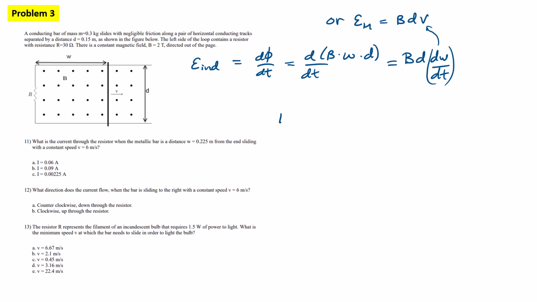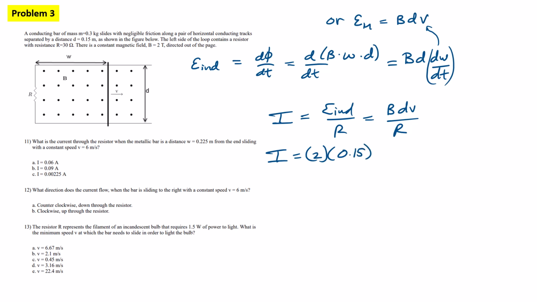I'm looking for the current. So the current here is going to be the induced EMF divided by that value of the resistance. So we get BdV divided by that resistance. Just substitute in the numbers. Magnetic field is 2 Tesla. The distance d is 0.15 meters. The velocity we said was 6. And now my resistance is 30. Okay. Put all the numbers into the calculator. I think you should get 0.06 amps.